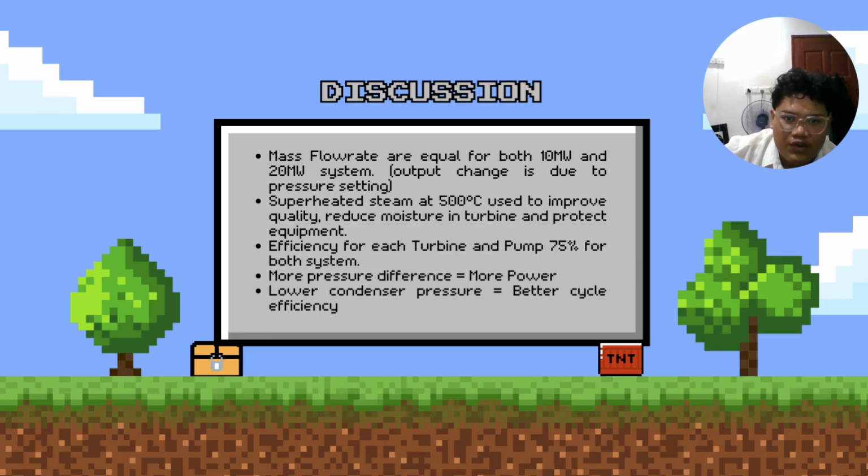So next one is for the efficiency. Both turbine and pump are at 75% for both systems. This is to make it fair. As we can see, more pressure difference equals more power, and lower condenser pressure equals better cycle efficiency.